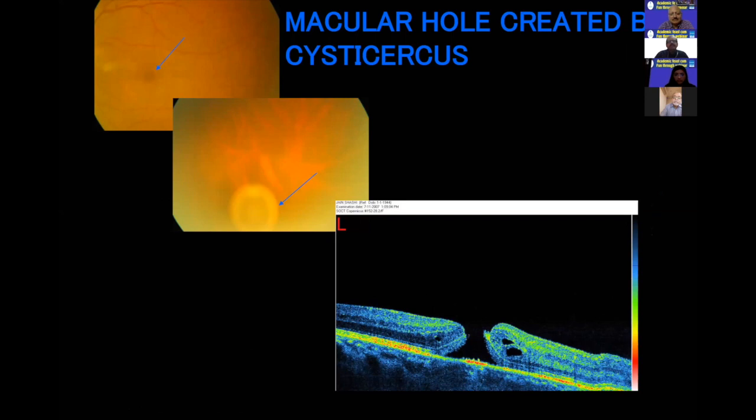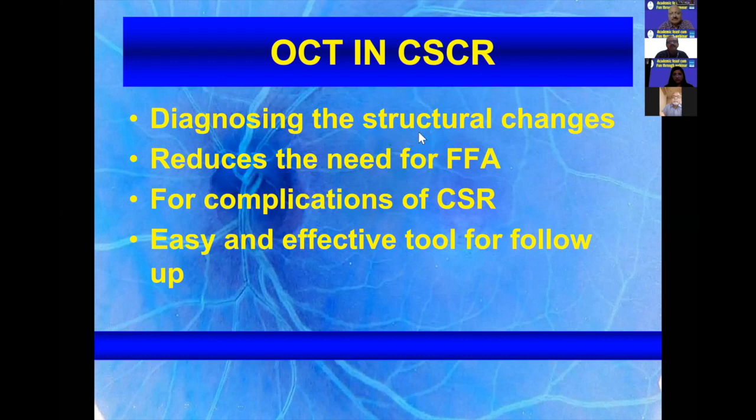Central serous chorioretinopathy is a common disorder that all of us see, and in central serous retinopathy, OCT helps in diagnosing the structural changes that are happening. It reduces the need for angiography in these patients. Angiography is only needed when you are contemplating laser treatment for these patients. It helps in assessing the complications of CSR and is an effective and easy tool for following up these patients.